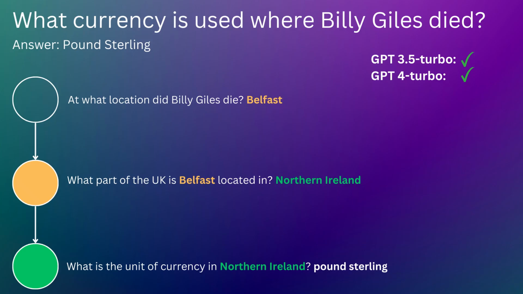To answer this question, it's suggested that we first need to understand what location Billy Giles died, which is Belfast. The second thing we need to understand is what part of the UK Belfast is located in. And then the third thing we need to understand is what currency is used where Belfast is located. All right, so there's a linear approach we take. We need the answer to the first question in order to answer the second question. And then that answer to the second question is used to give us the answer to the final question.